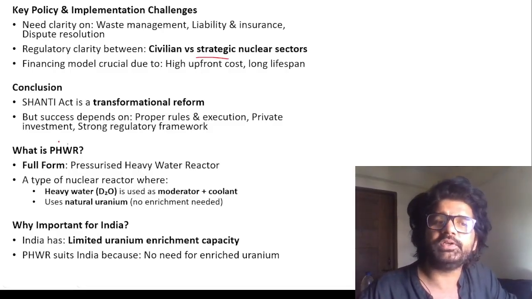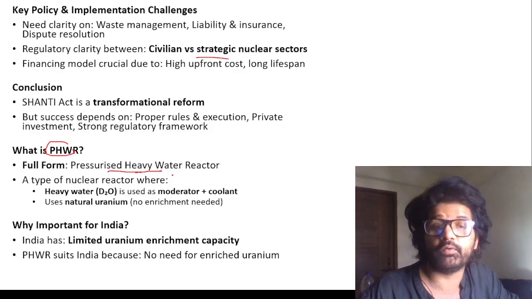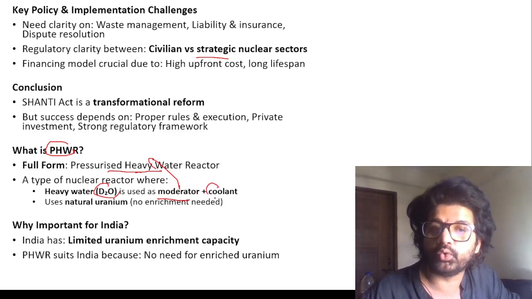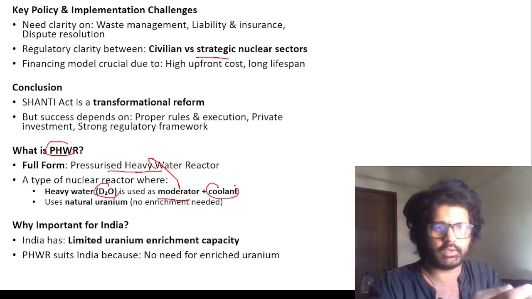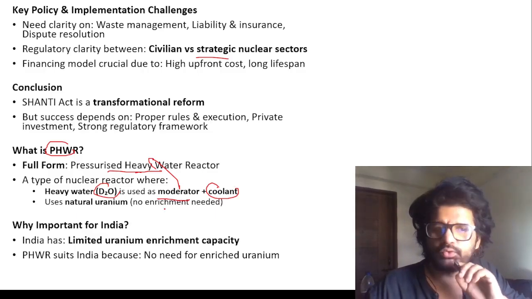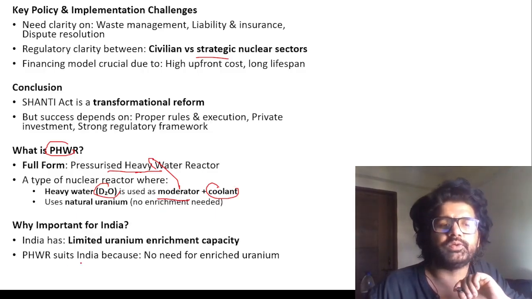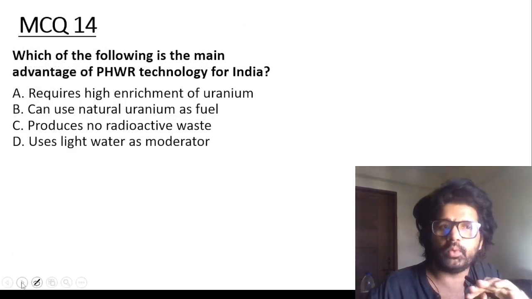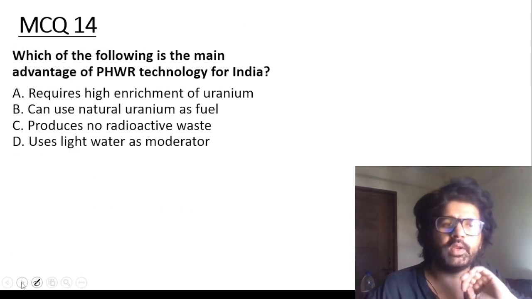SHANTI is transformational. PHWR, as I have just told you, is the first stage pressurized heavy water reactor. They use heavy water, D2O. D2O is the moderator as well as the coolant. Moderator slows down the speed of neutrons. Coolant will divert the energy which is being produced. It uses natural uranium. India has limited uranium enrichment capacity. PHWR suits, but we have to go from PHWR to plutonium fast breeder reactor to thorium-based reactors.